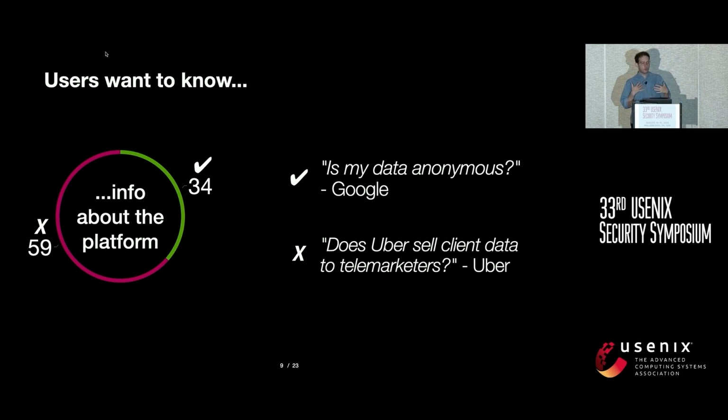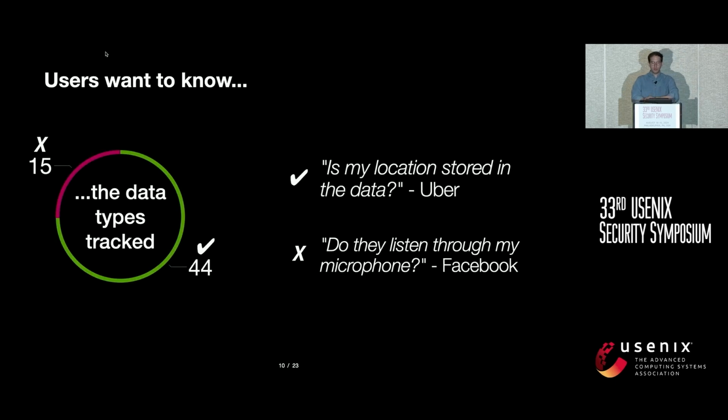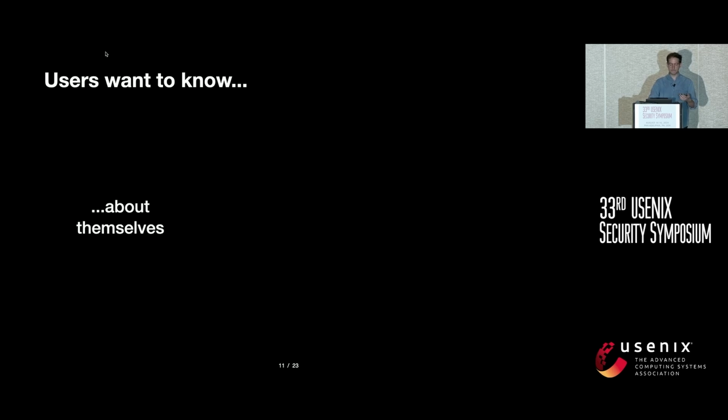However, when these questions were about business practices, like does Uber sell client data to telemarketers, those questions weren't as readily available. Second, participants wanted to know if the platform was tracking specific record types. When these record types were generic, something like location or login times, they were pretty easily found. But whenever they were more esoteric, something like audio recordings, participants weren't as comfortable or easy finding them.